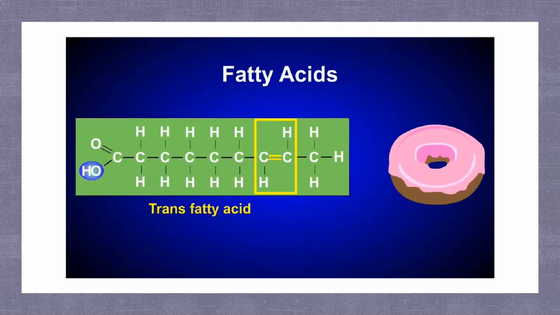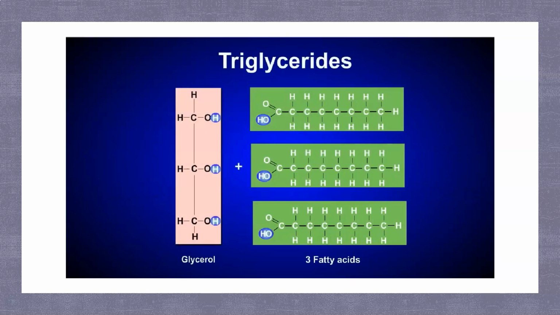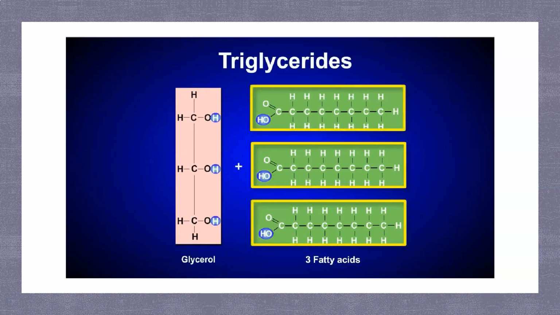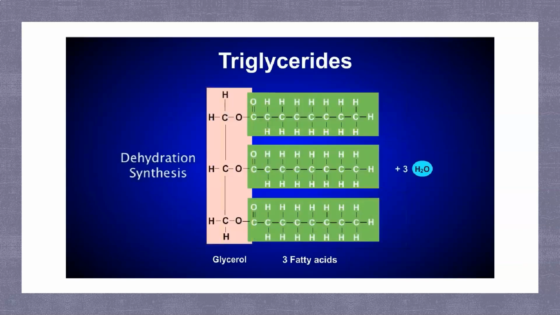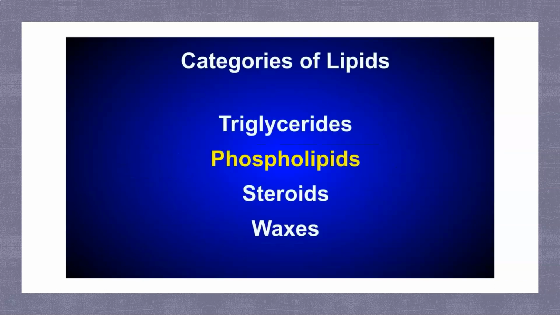Unfortunately, the consumption of trans fats has been associated with cardiovascular disease, and its use has fallen from favor. Now that you understand a little bit about fatty acids, let's zoom back out and look at how the triglyceride subunits fit together. Remember, a fatty acid is only a small part of a triglyceride. To become a triglyceride, 3 separate fatty acids have to bond with a glycerol molecule through the process of dehydration synthesis. Let's move on to the next category of lipids, which is phospholipids.